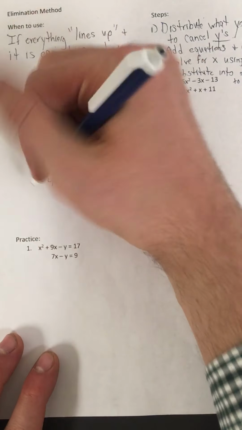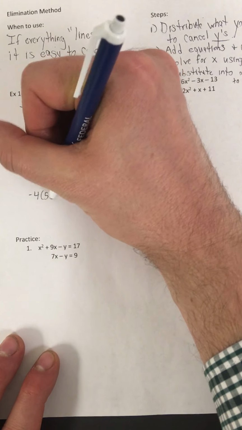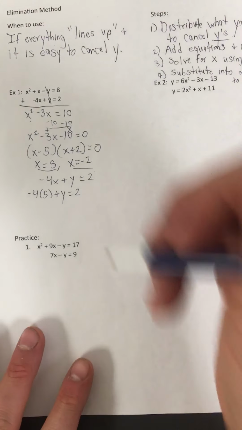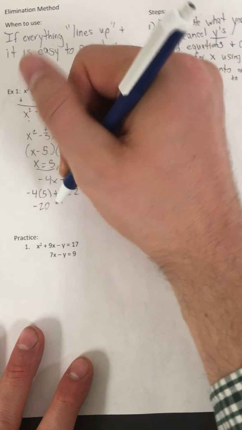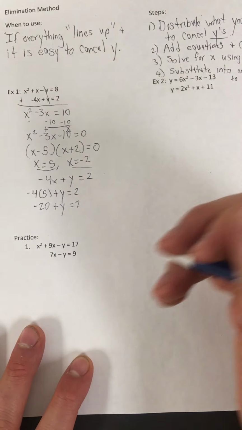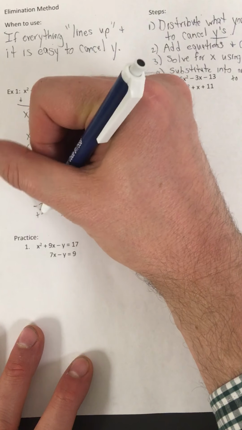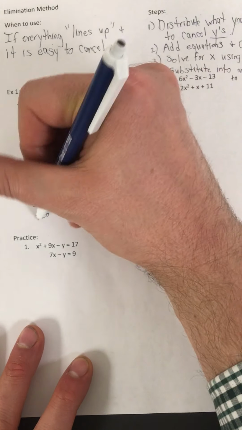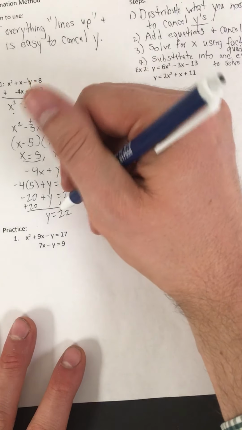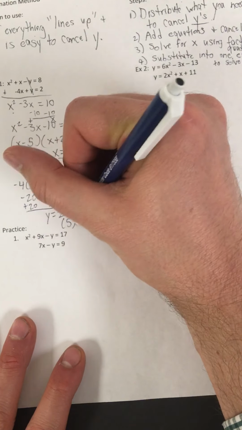So I'm going to start with the 5. I'm going to do negative 4 times 5 plus y equal to 2. And I'm going to solve that for y. Negative 4 times 5, that's negative 20 plus y equal to 2. Now I'm going to add the 20. y is going to be 22. So that means that first answer, when I plugged in 5, I got 22.